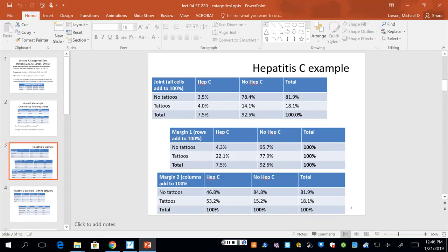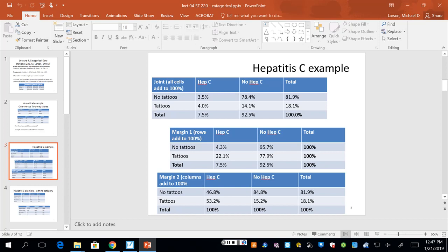Somebody might ask another question. Of those who have hepatitis C, what percent have tattoos? Then you're going to calculate the fraction going down that column. So it's all situational, depending on what question you're asking. Are you looking at the rows or the columns, or just the percentage that is classified by both?